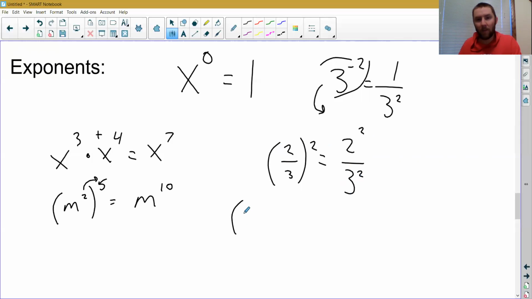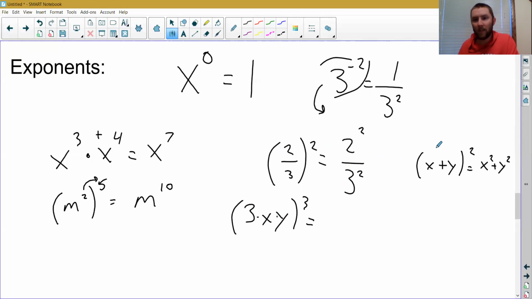We can give the exponent to multiple pieces in parentheses, multiple pieces multiplied together, but not added. That's important to remember, right? If we have x plus y squared, we don't get to just do x squared plus y squared. That's a big no. Okay, so that would be in your 7-3, page 433 would talk about this, how we can give the exponent to each piece that's multiplied, but not to each piece if it's added together, okay?